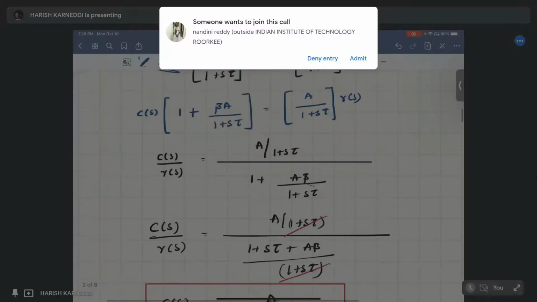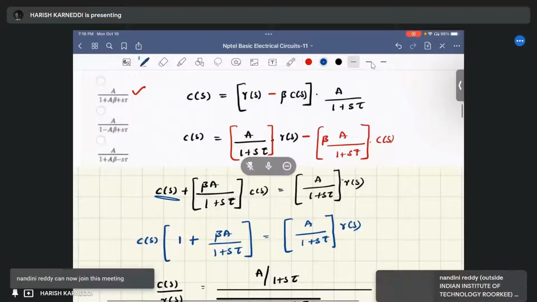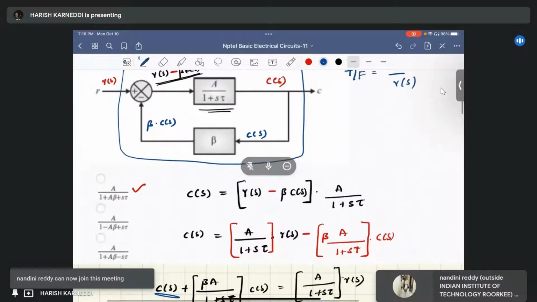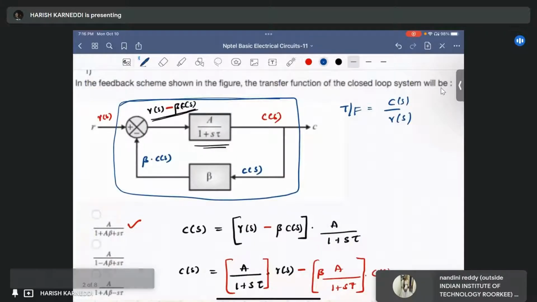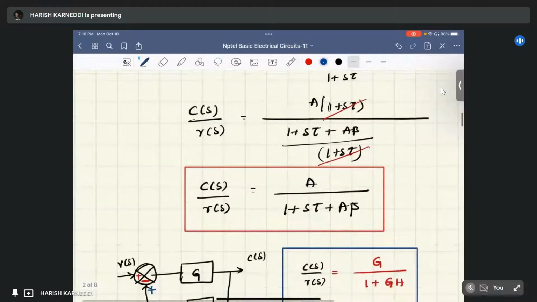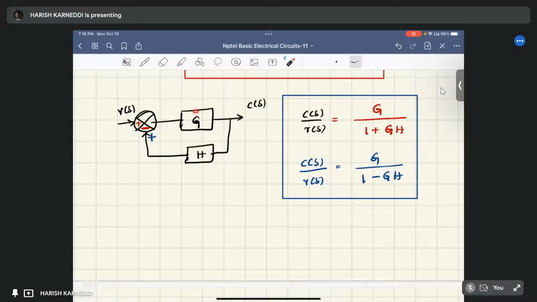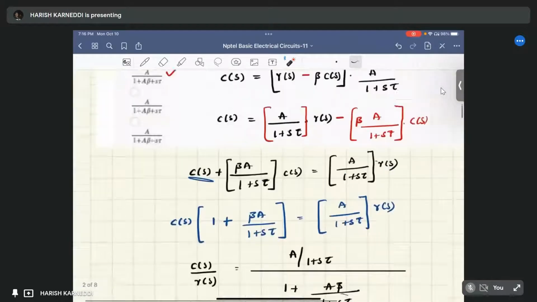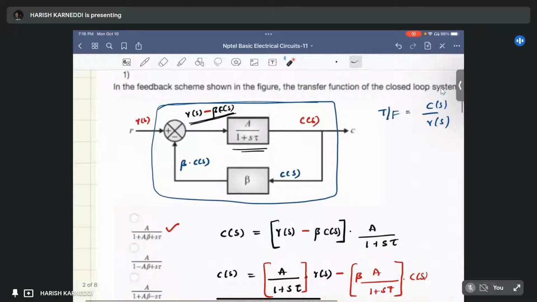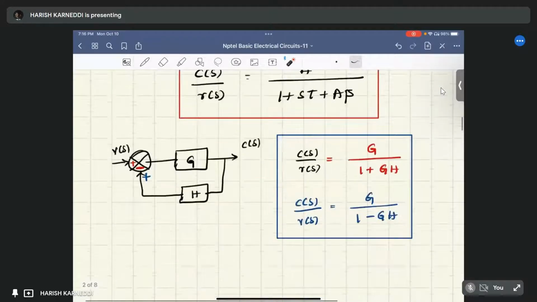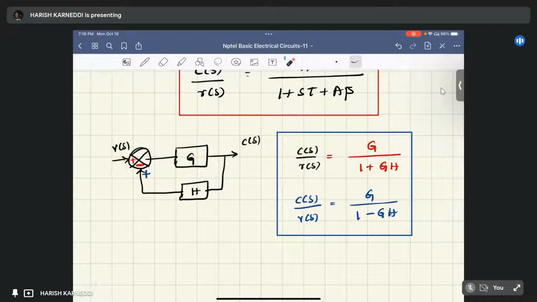One can calculate the closed loop transfer function by directly using these formulas also. Here, instead of G, we have A by 1 plus s tau, and instead of H, we have beta. Here it is negative, so it is a negative feedback system. You can directly put those G and H values in the negative feedback formula, so you can obtain the transfer function as G by 1 plus GH.